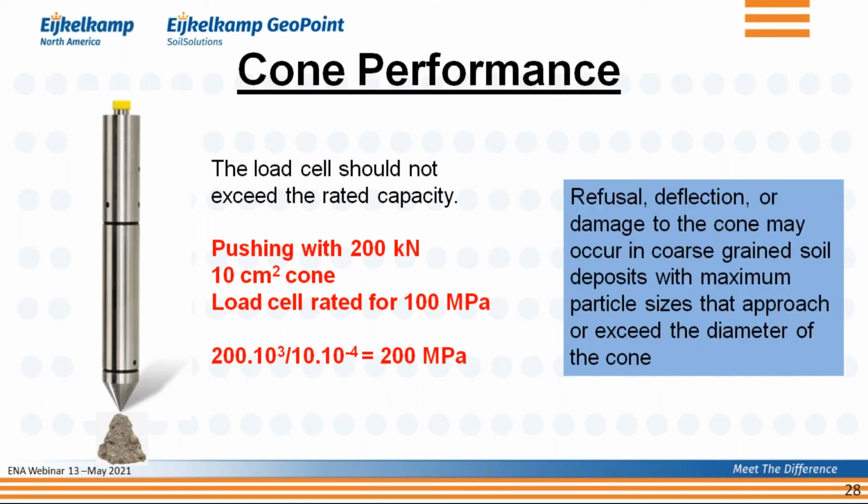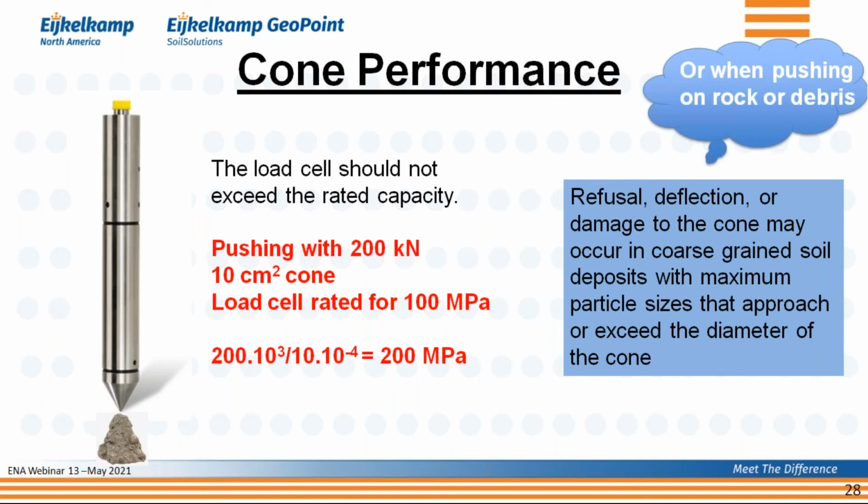That's why the code says that refusal, flexion, damage to the cone may occur in coarse-grained soil deposits with a maximum particle size that approach or exceed the diameter of the cone. That's why you see that little part there underneath the cone tip. But it could also be much bigger. And that's something that I've mentioned in the past as well.